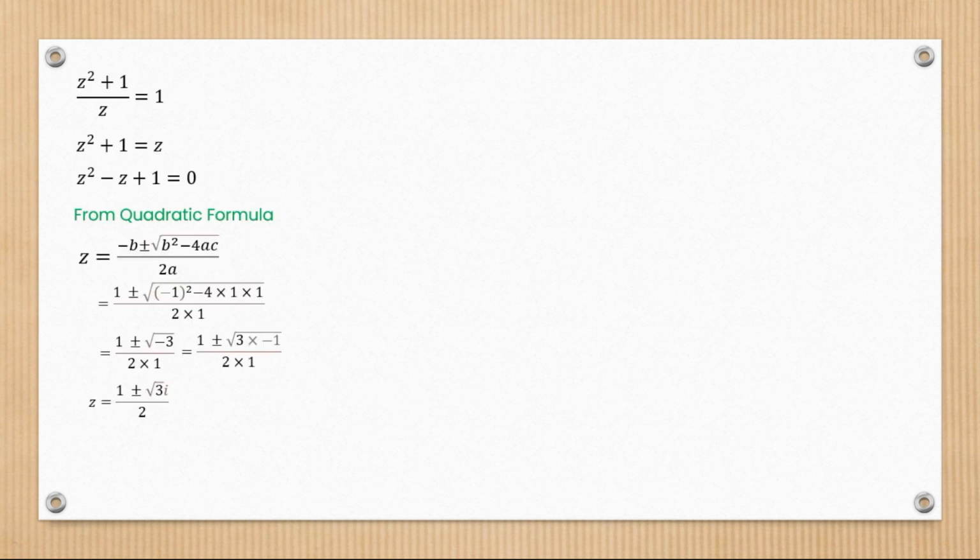Having applied the quadratic formula, we are left with this. And then we know that this can either be 1 over 2 plus root 3i over 2, or 1 over 2 minus root 3i over 2. So basically, those are the 4 different answers that we get. Those are the values of z.